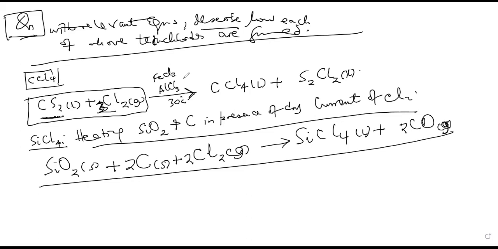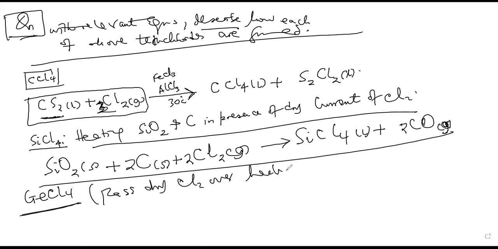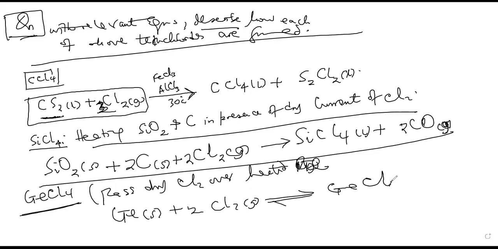One may wonder how we form germanium tetrachloride. To form germanium tetrachloride, we pass dry chlorine over heated germanium. So it will be germanium solid plus dry chlorine gas, and this reaction is reversible because germanium tetrachloride can go back to liquid. So that is what we form for that particular case of germanium.